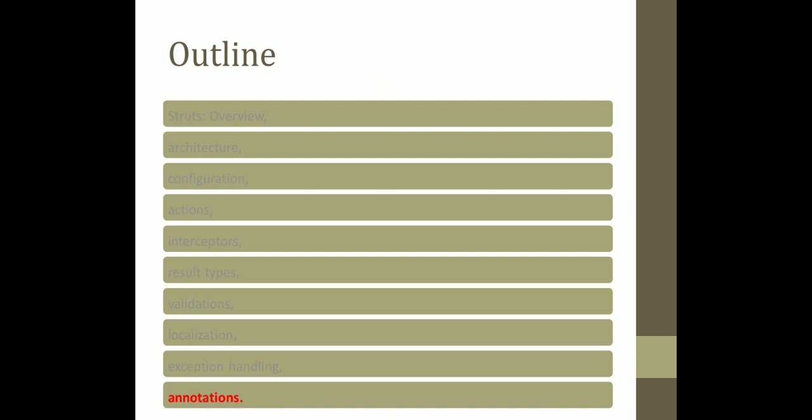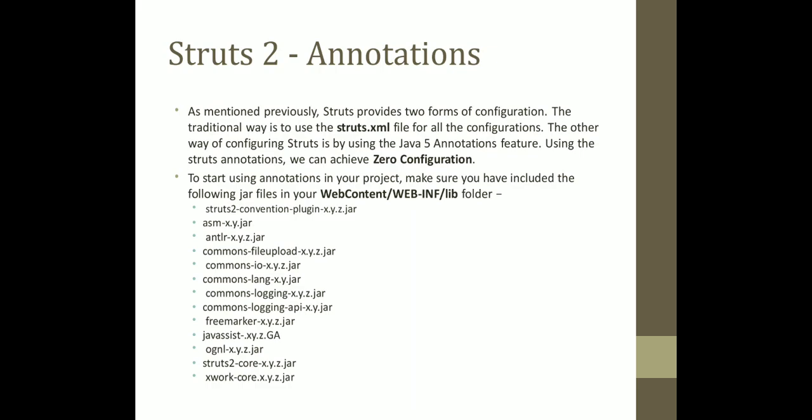Then the last part of the unit is annotations. So Struts2 annotations is again an important topic, and as I have mentioned previously, Struts provides two forms of configuration. The traditional way is to use the struts.xml file for all the configurations. Then the newer way of configuring Struts is by using the Java annotations feature. So using this annotation, we can achieve zero configuration.